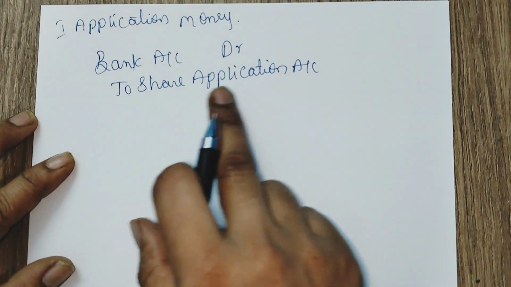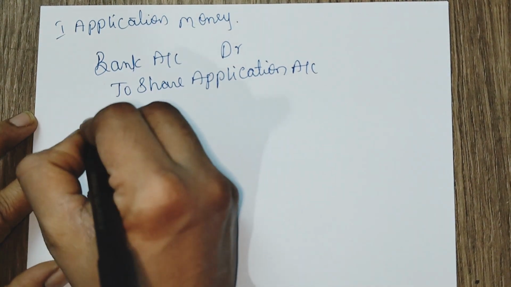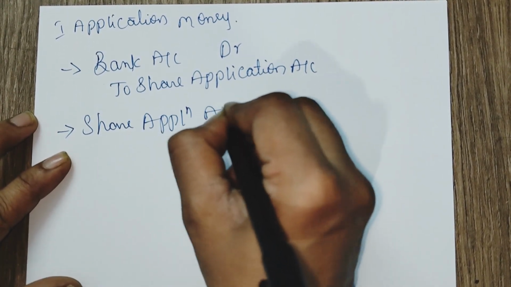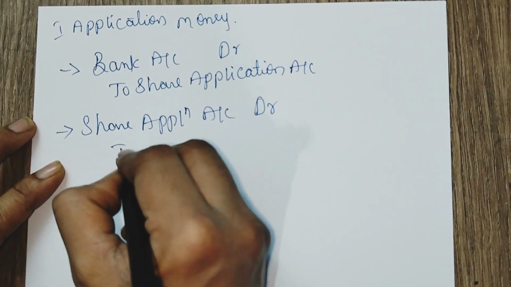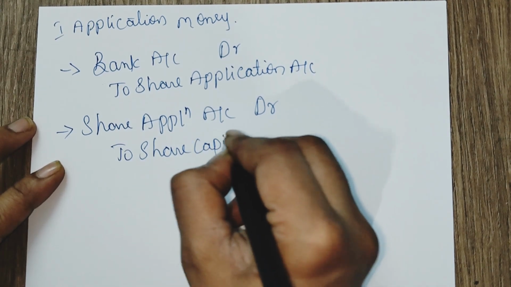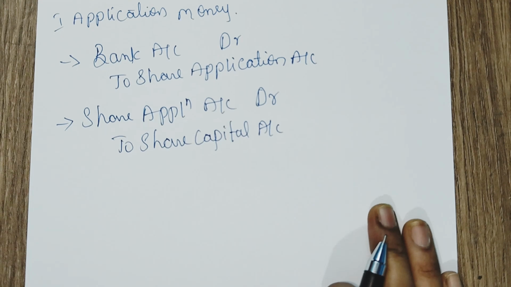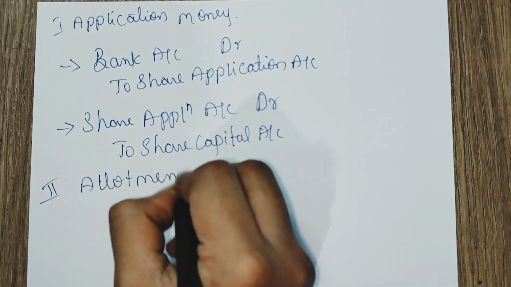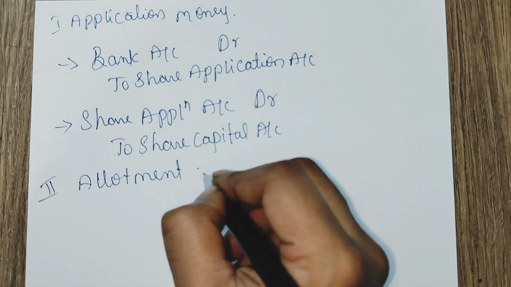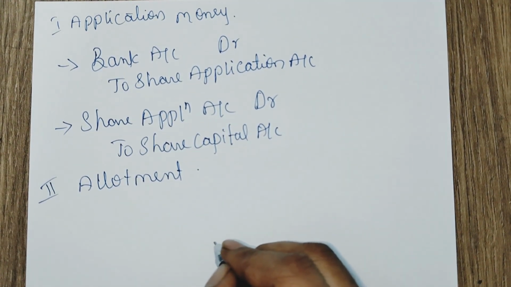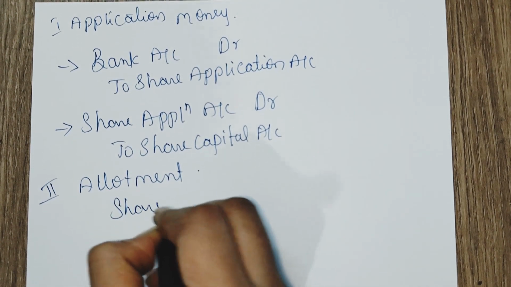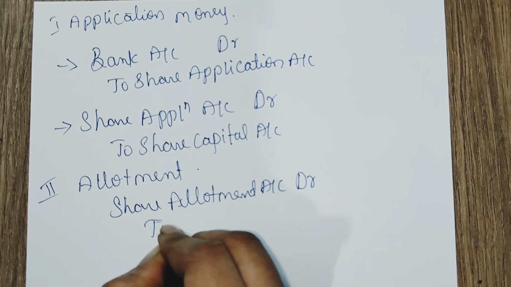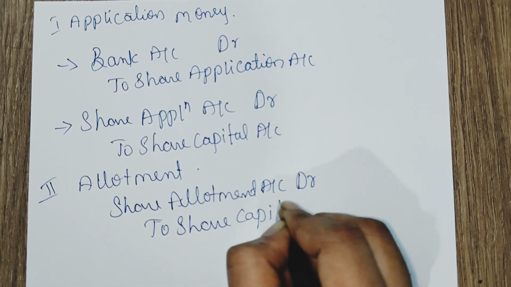Now, you are transferring this share application money to the capital account. To transfer, you are debiting the share application account, debtor to share capital account. You are crediting share capital account. Then allotment. Allotment means you are requesting shareholders to pay the money. So the first entry is the due entry, which you need to show. Due entry is share allotment account debtor to share capital account.